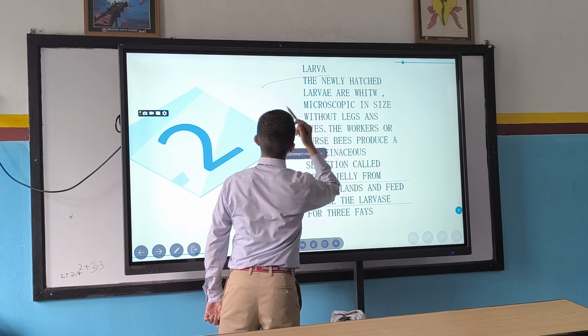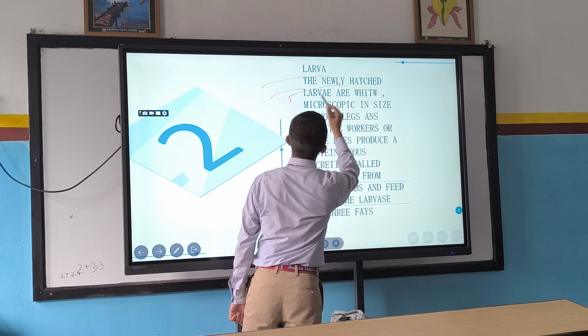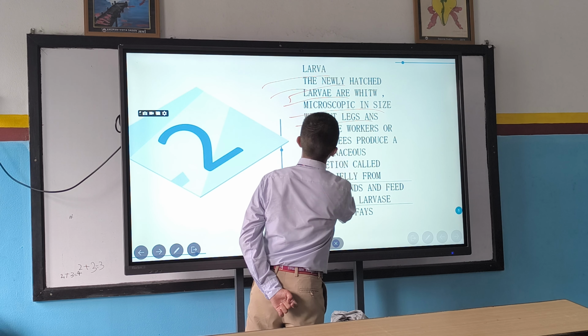The second stage of the life cycle of the honeybee. The newly hatched larvae are white, microscopic in size, without legs and eyes. Larva is the second stage of the life cycle of the honeybee.